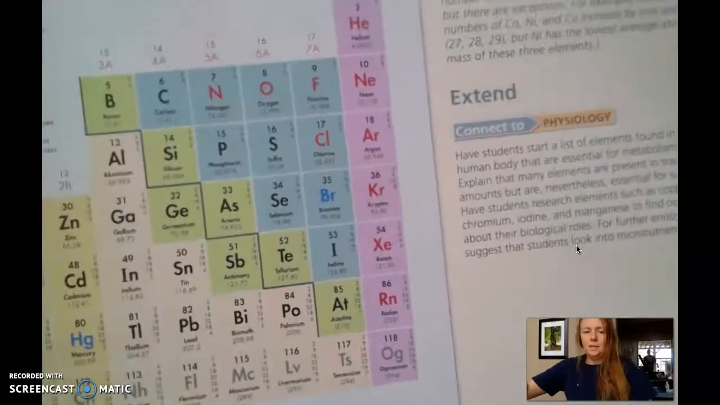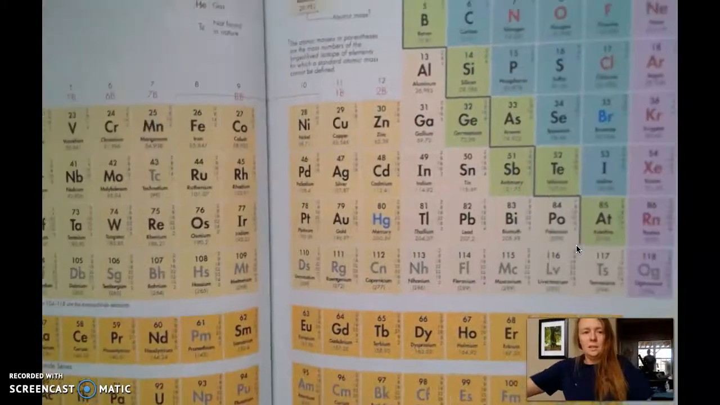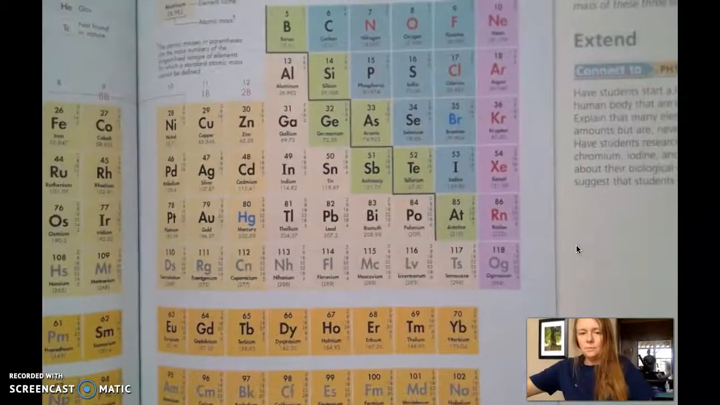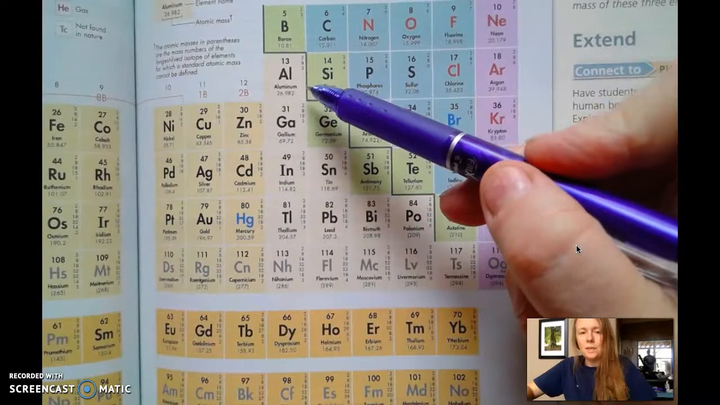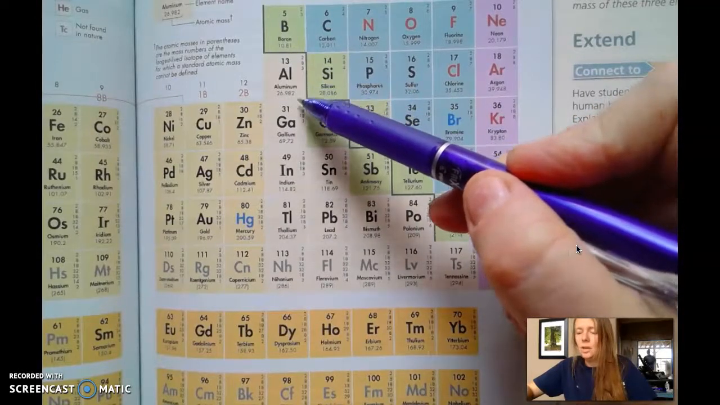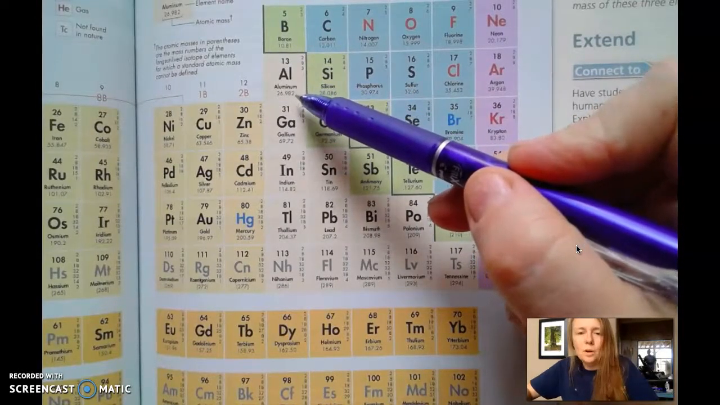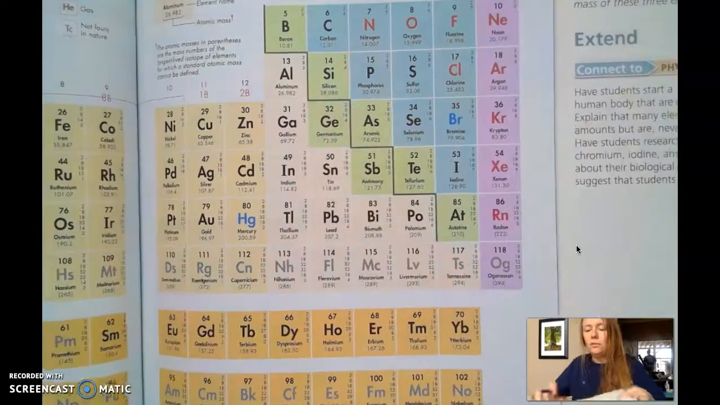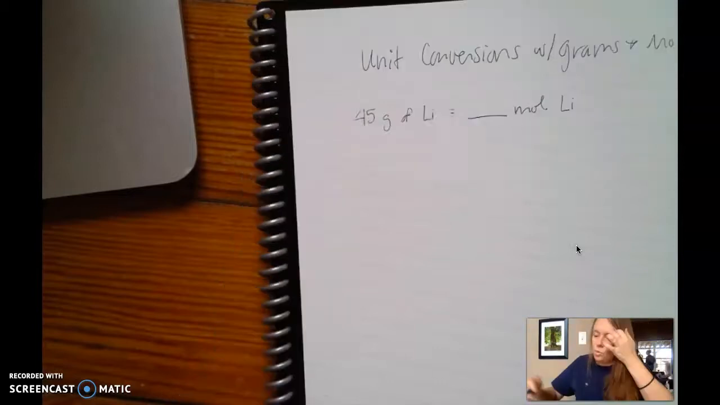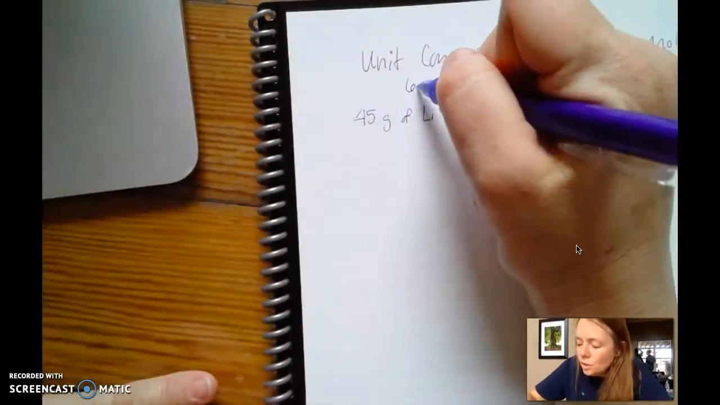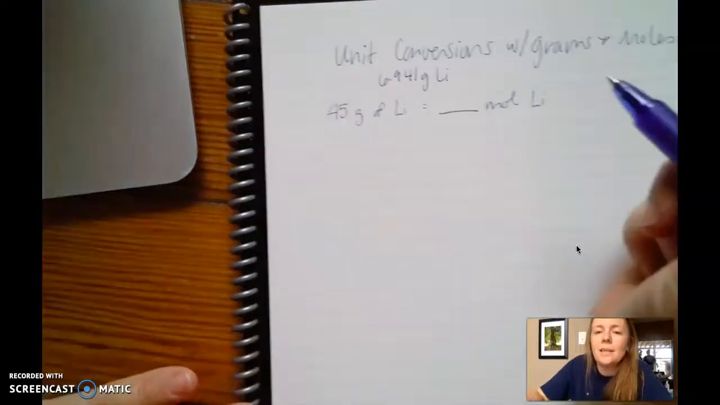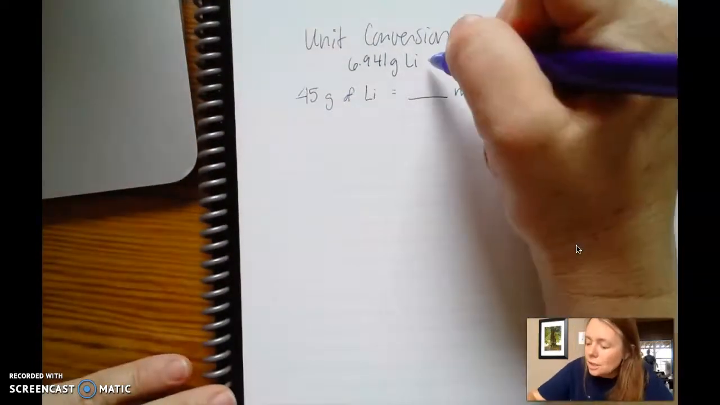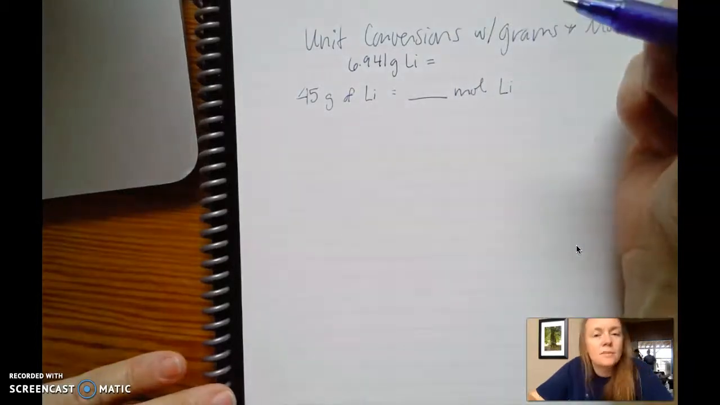If we look at, say, aluminum, it has an average atomic mass of 26.982, and that's how many grams are in 1 mole for aluminum. Well, for lithium, that number is 6.941. And so we can use grams of lithium as the conversion factor to change between grams and moles of a substance.